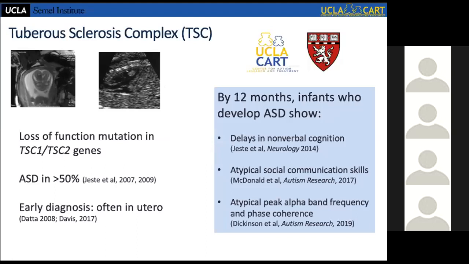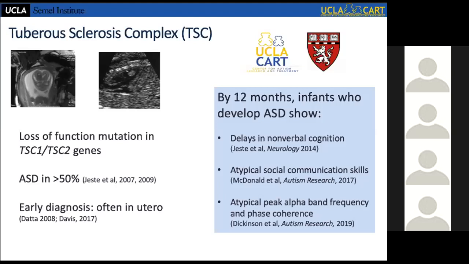And so we have for many years been studying these infants prospectively to ask, are there early predictors or markers of atypical development in TSC? And bottom line, we published a lot of this. What we found is that, in fact, yes, by 12 months of age, infants who develop autism are already showing red flags. They have delays in nonverbal cognition, they have atypical social communication skills, and there are actually EEG biomarkers that also seem to relate to later atypical development.